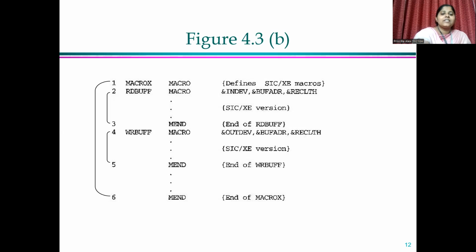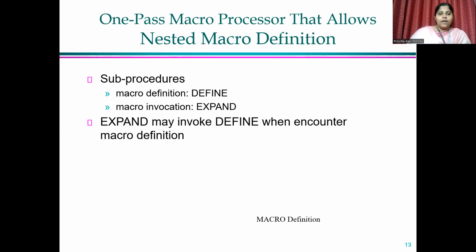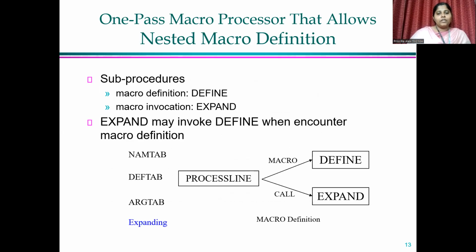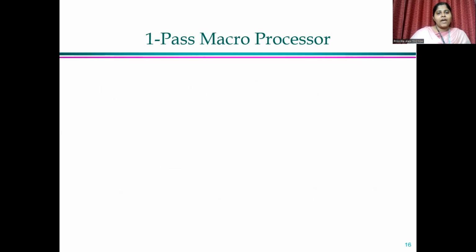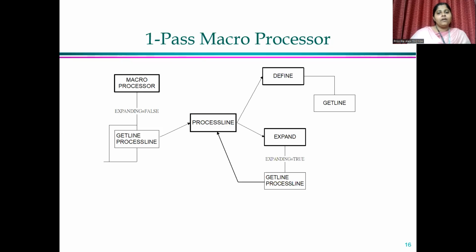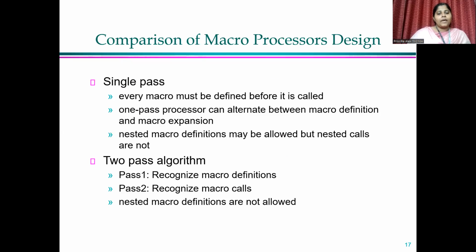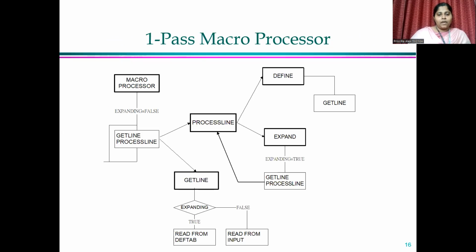It starts with MACRO, and it ends with the command MEND, so that we can find that this particular macro instruction has ended. That is the way in which we will be calling the macro function, expanding it, and making it possible.